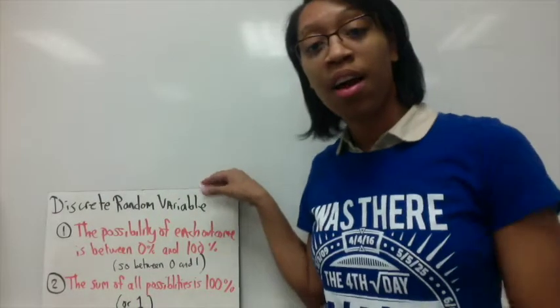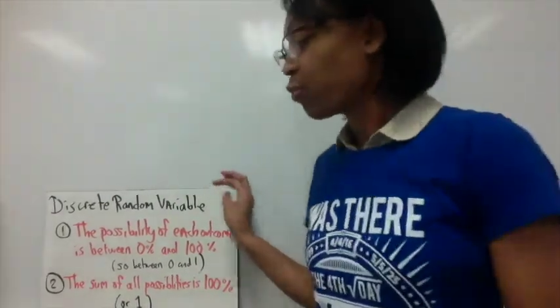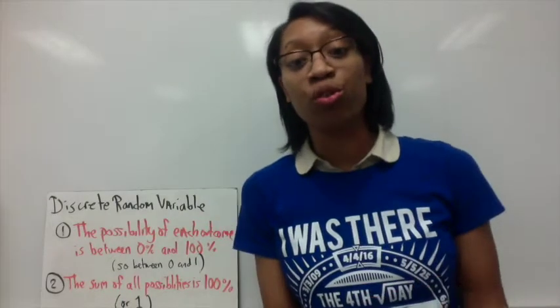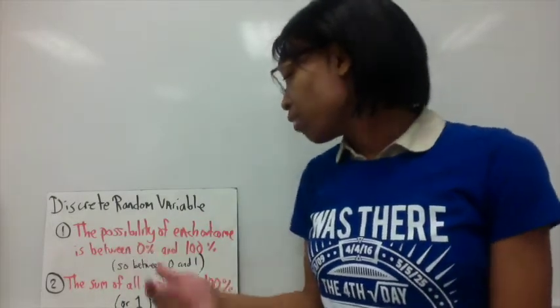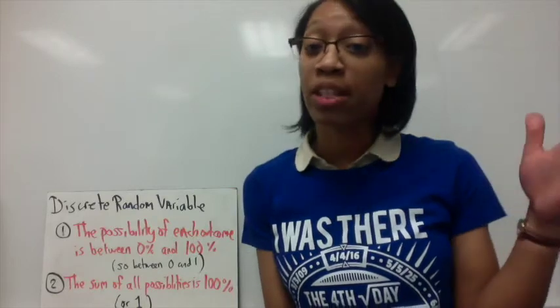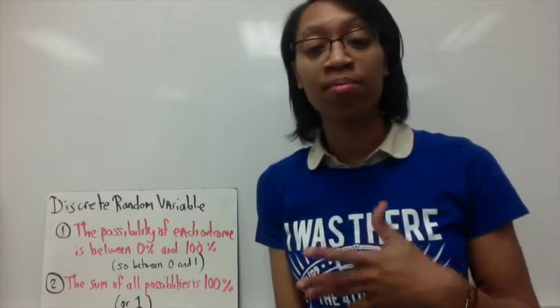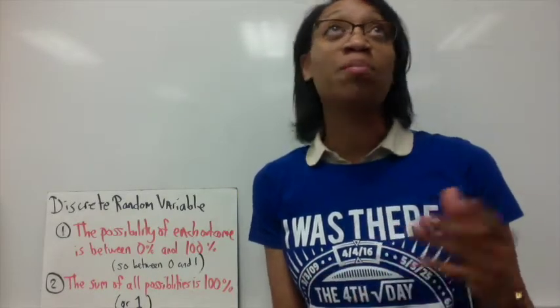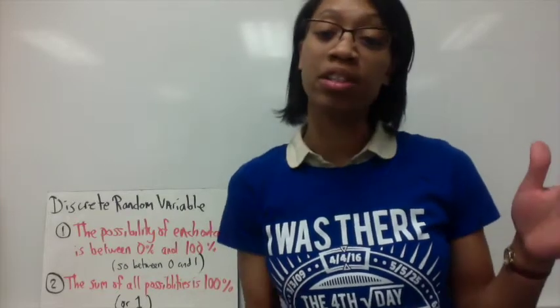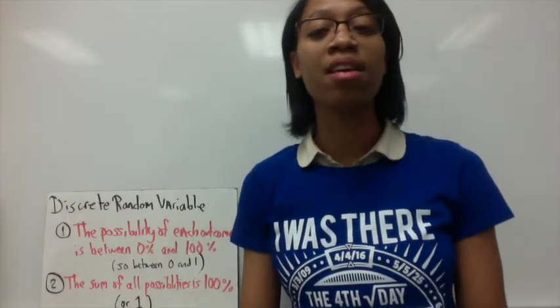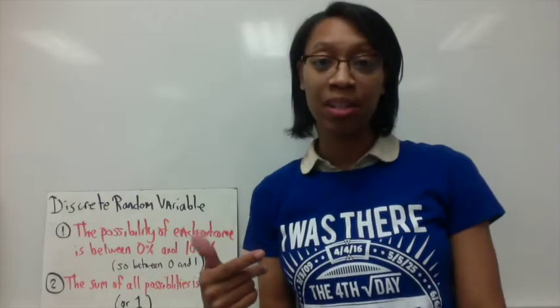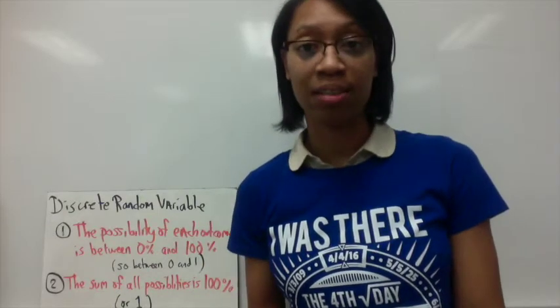Now, for a discrete random variable, two things are true. One, the probability of each outcome has to be between 0% and 100%, which is to say between 0 and 1. And two, the sum of all the probabilities together is 100%.